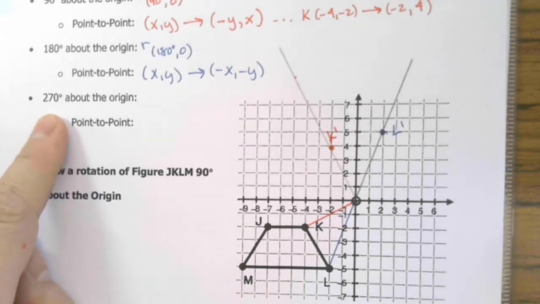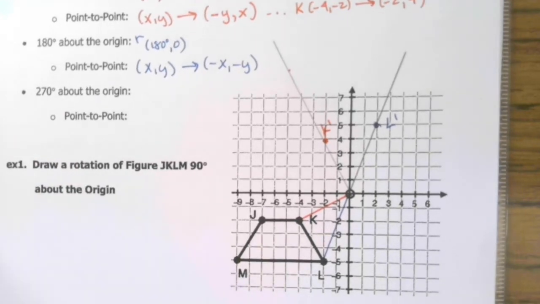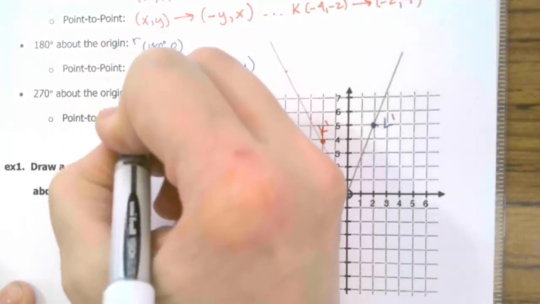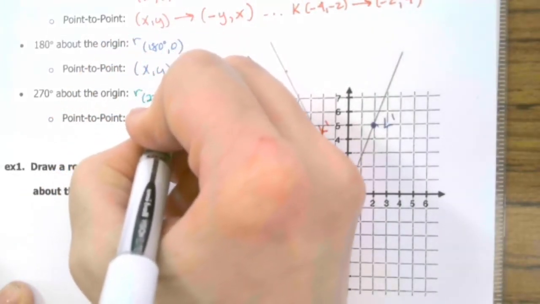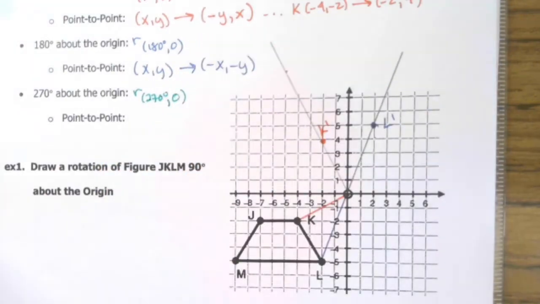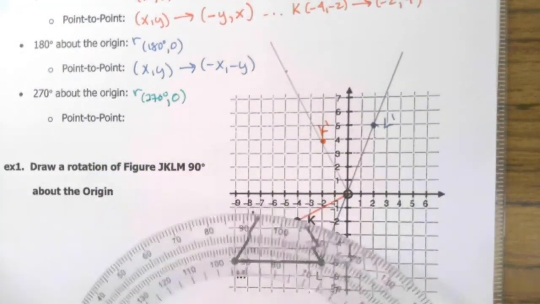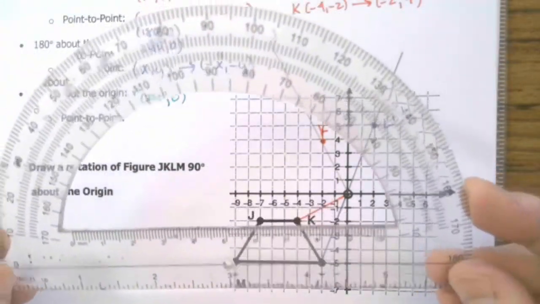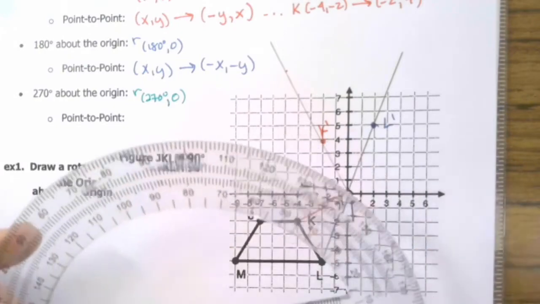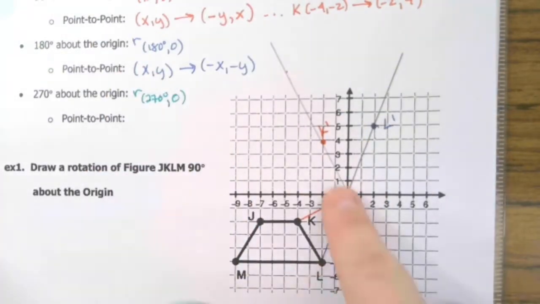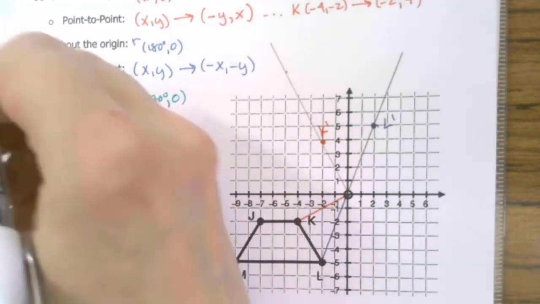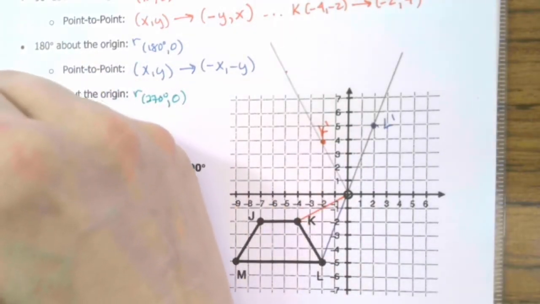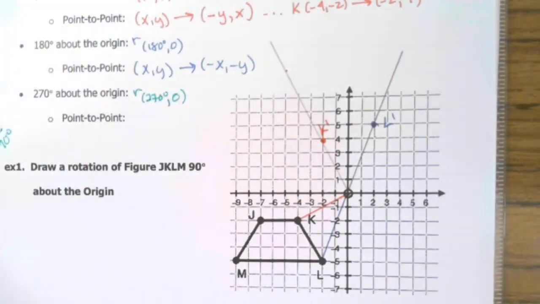270 degrees about the origin. To rotate 270 degrees about the origin, the notation is lowercase r, 270 degrees, around the origin O. Now, you'll notice that you don't have a 270 degree measure on your protractor. It only goes up to 180. Well, all the way around to where you started from in a circle is 360. If you take 360 degrees and you subtract 270, you end up with 90 degrees.